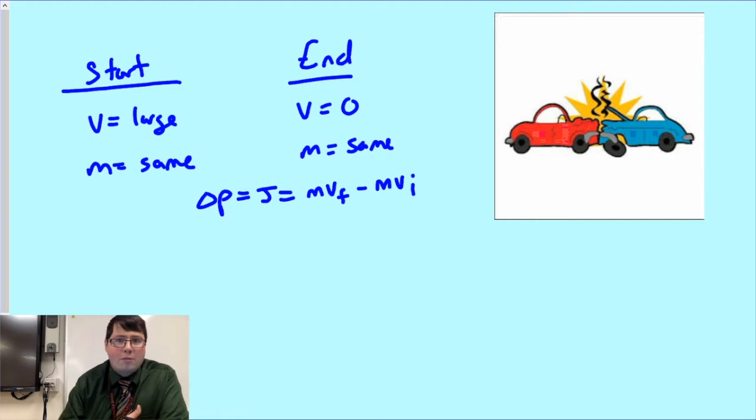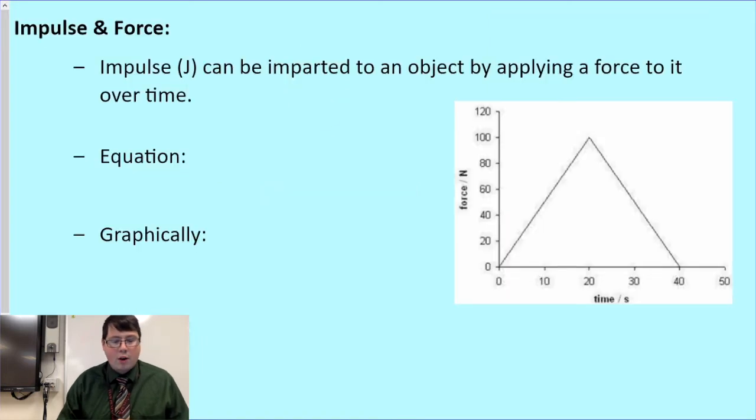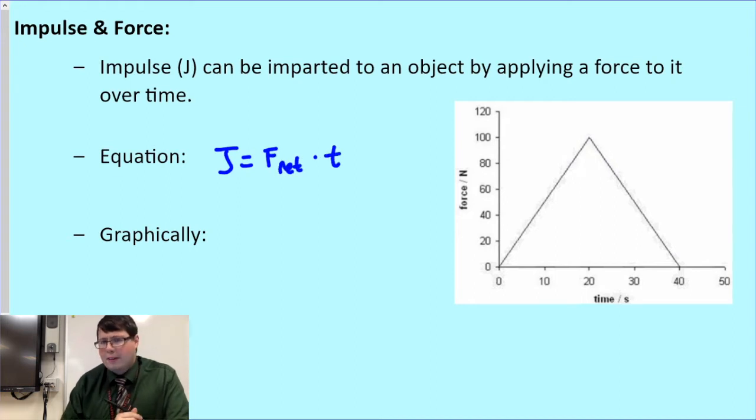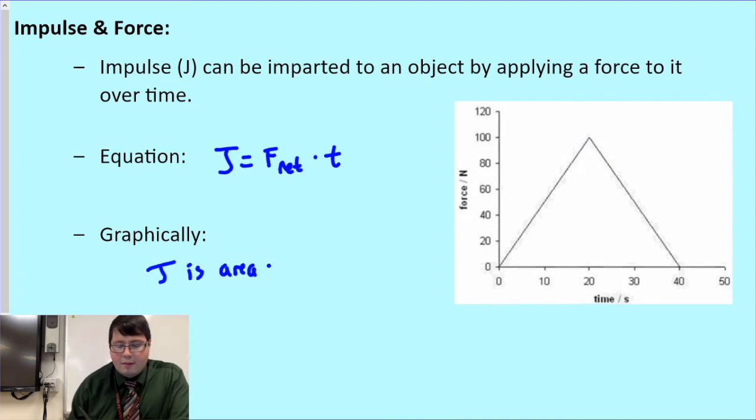And how can force possibly be related to this? Well, what changes the force is the amount of time it takes for you to crash. What an airbag does is it actually increases the amount of time you have. And that's what we're going to see really affects how much damage happens to you in a car crash. So what you want to know is that impulse can be imparted to an object by applying a force over a time. The equation we can use for this is that impulse is equal to F net times the time. Graphically, impulse is the area under the curve of a force time graph.